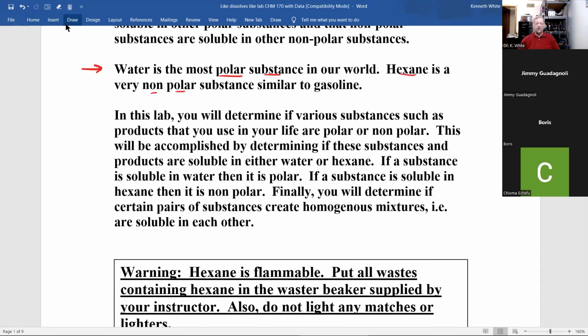So how are we going to do this? You're going to determine if various substances that you use in your life are polar or nonpolar. And this will be accomplished by determining if these substances are soluble in water, yes or no, or soluble in hexane, yes or no. If a substance is soluble in water, it's polar. If a substance is soluble in hexane, it's nonpolar.